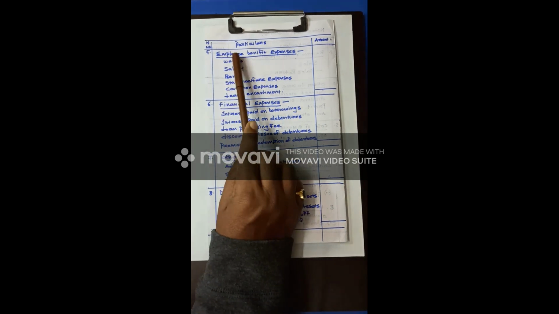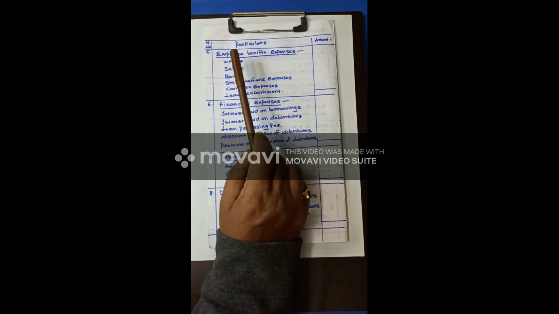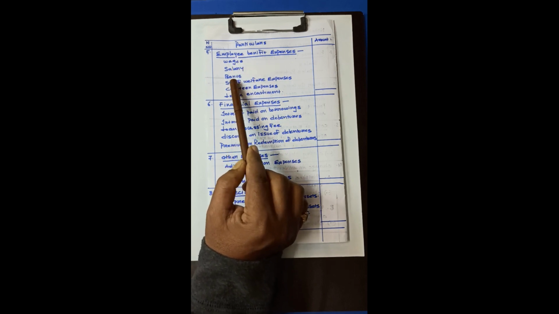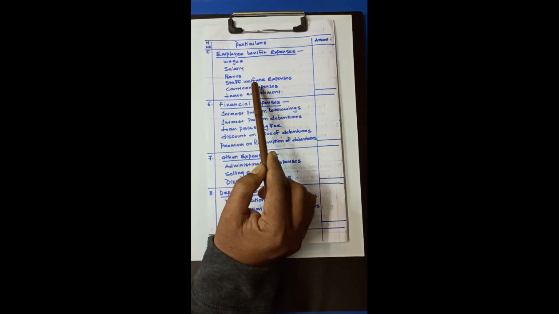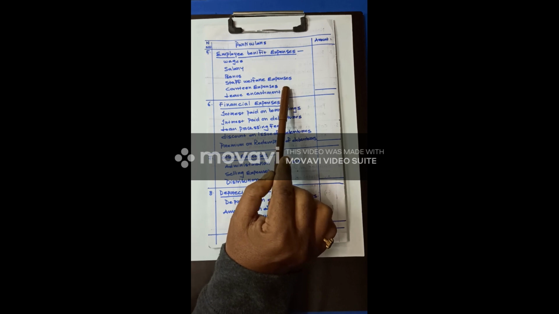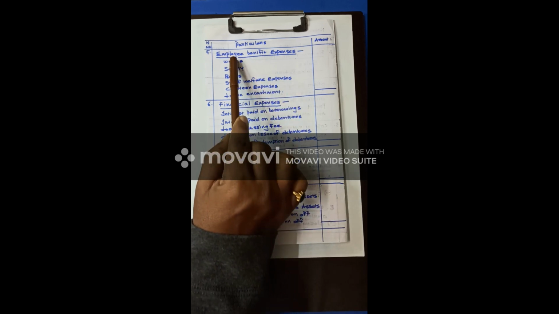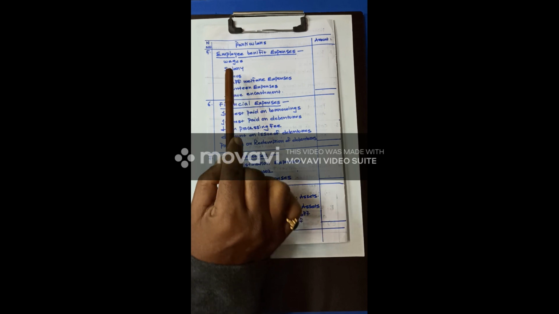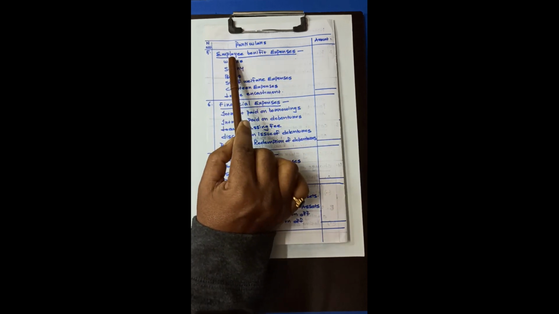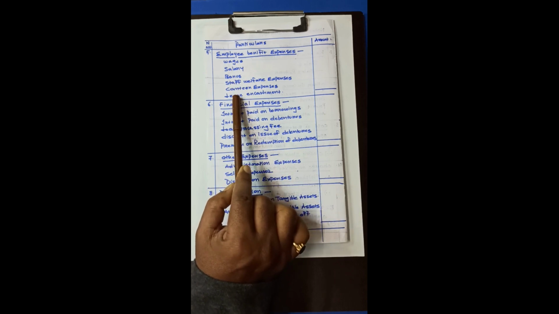Next, we are looking at employee benefit expenses. Means all expenses which benefit the employee, like salary, wages, bonus, staff welfare expenses, canteen expenses, leave encashment. So all these expenses are taken to the profit and loss account debit side, and usually all these expenses are paid to the employees. So under employee benefit expenses, these are a few of the examples.